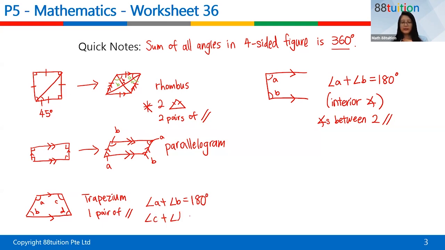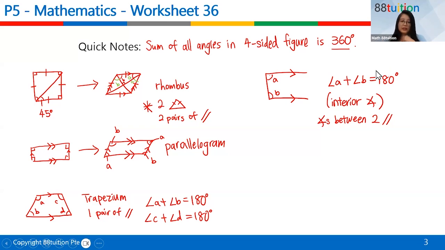C plus D is 180. And that's it. But for a rhombus and a parallelogram, there's actually 4 combinations, right? Like this C and this C, this C and this C, and this and this and this. Okay, so there's actually 4. Same with a parallelogram, because there's 2 pairs of parallel lines. So there's 4 combinations that can add up to 180.